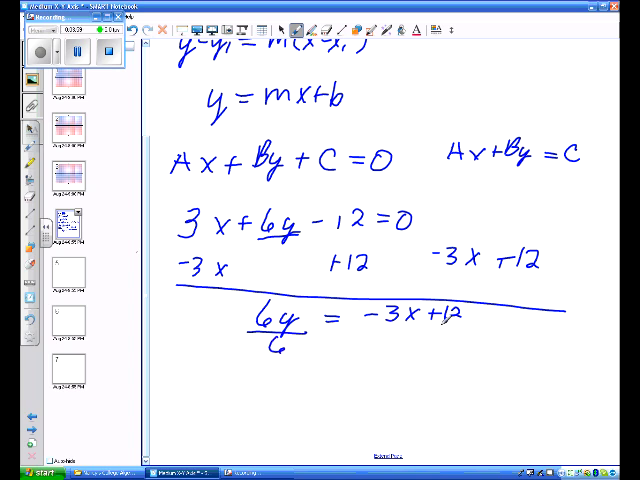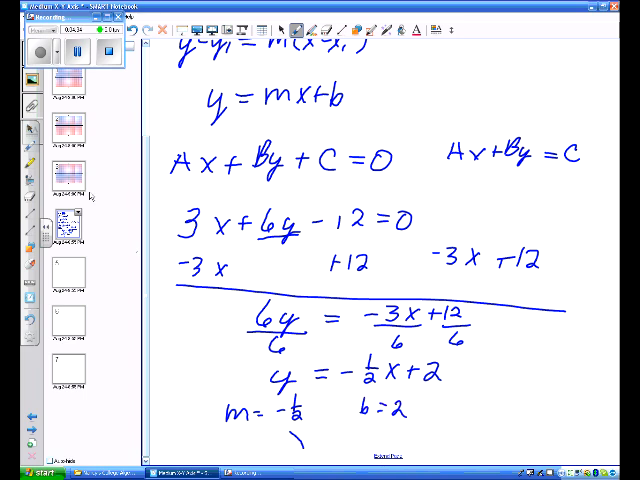Now when I divide by 6 over here, I'm going to go ahead and distribute that 6. We've written it both ways. It's the whole thing divided by 6, which means we have to distribute our division. So we get y is equal to 3/6 reduces to 1/2, so negative 1/2 x, 12/6 reduces to 2. So in this case, we have a slope of negative 1/2. So we know our graph is going to be going down as we go to the right. We have a y-intercept of 2.